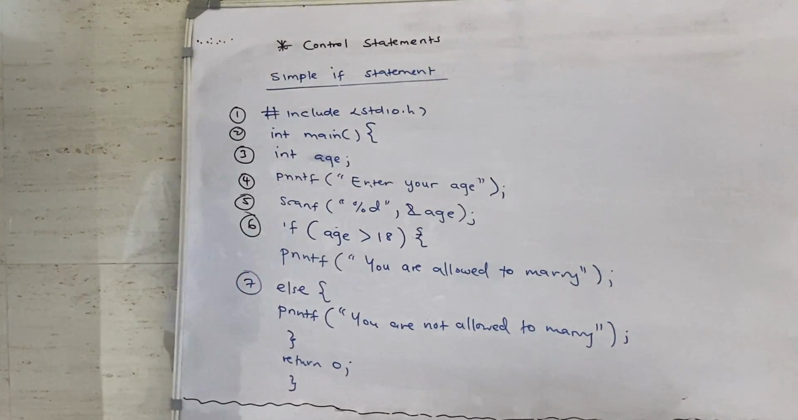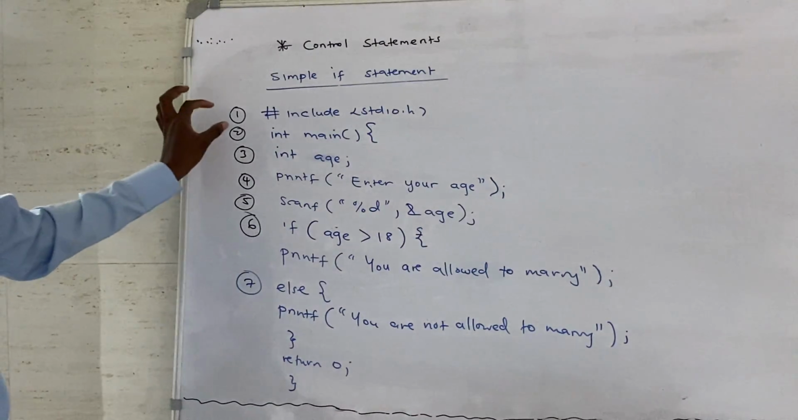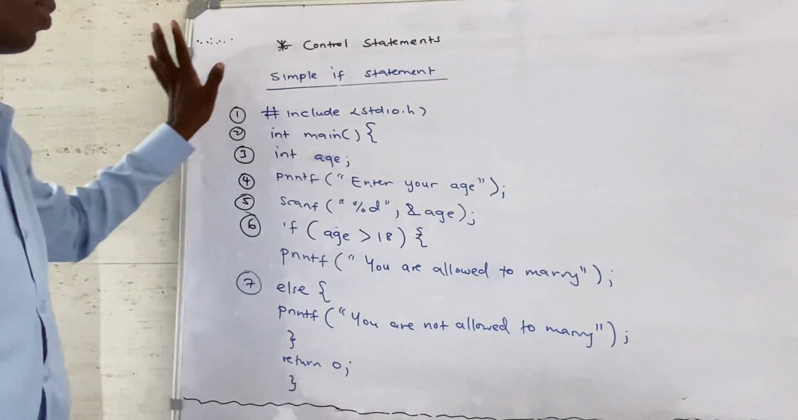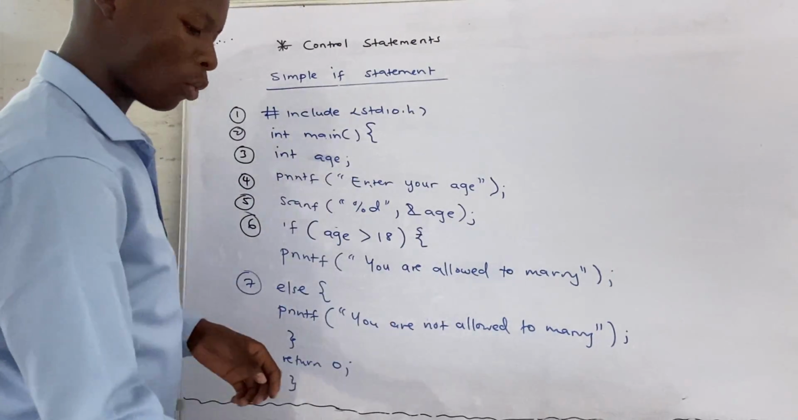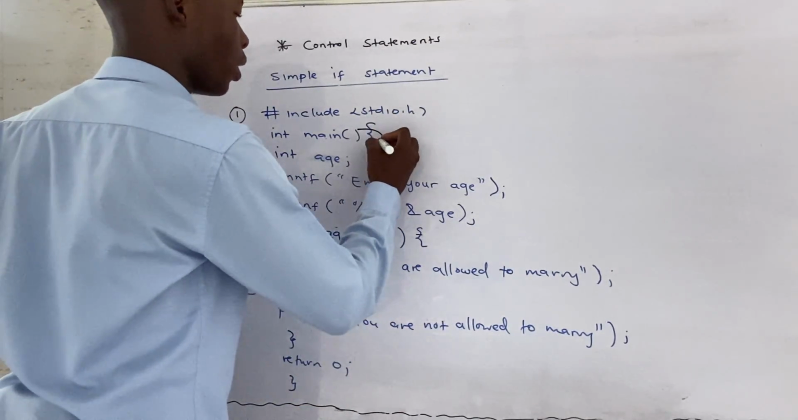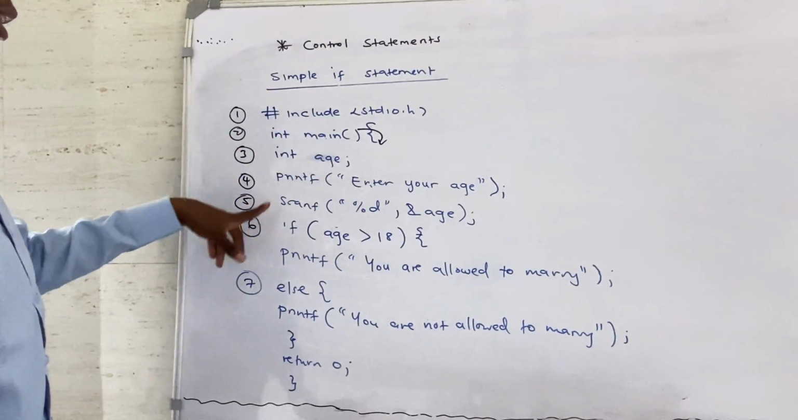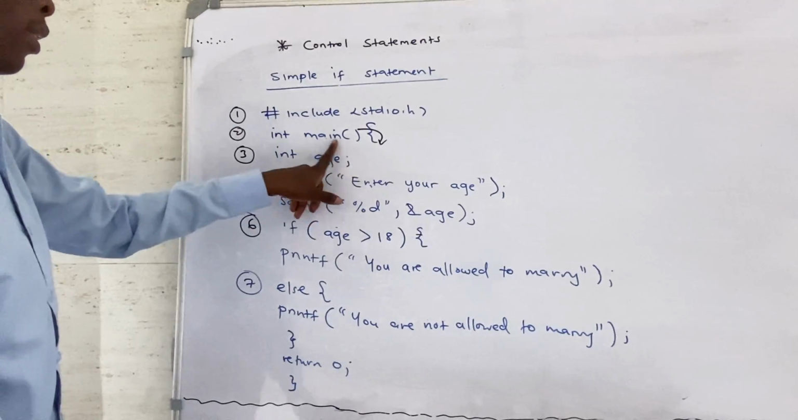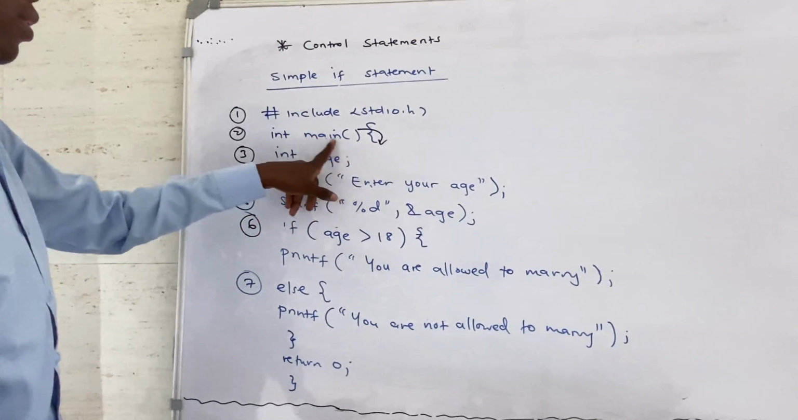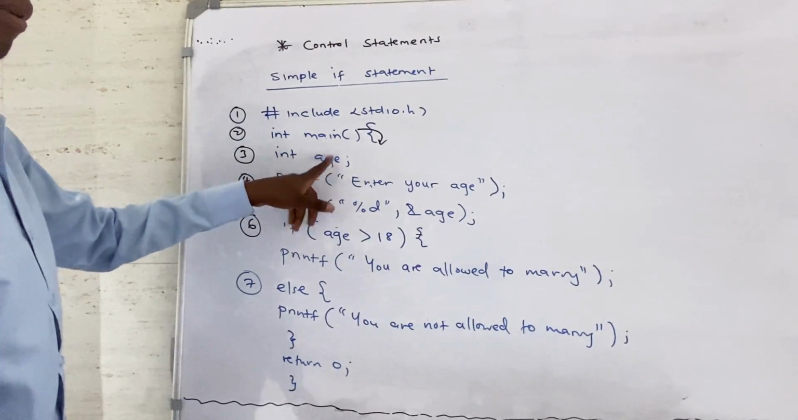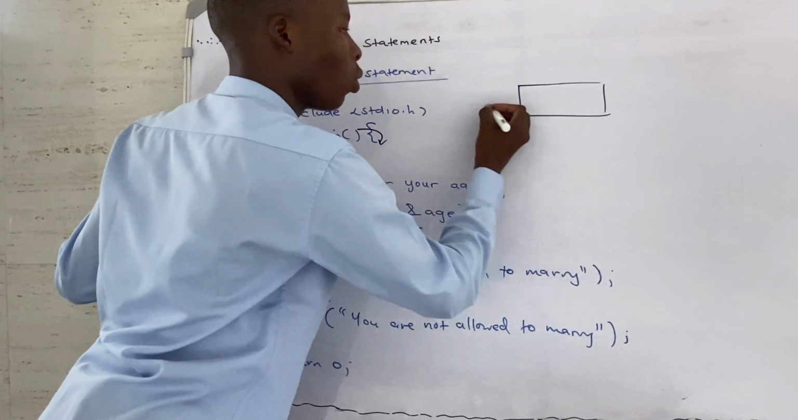The compiler will do the same execution. Hash include stdio.h, it will check for this preprocessor directive first. Int main, it will check for the main function. It is going to enter into the main function. The first statement in the main function is going to be executed, int age. This is called the declaration of the variable called age. This statement is introducing the variable age to the compiler.